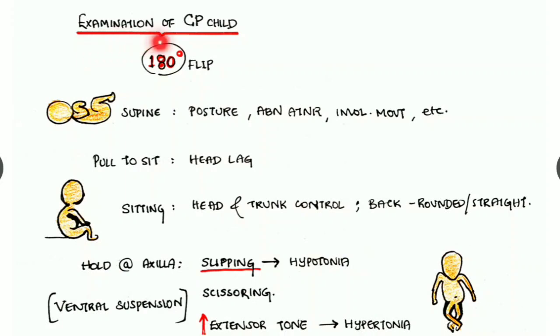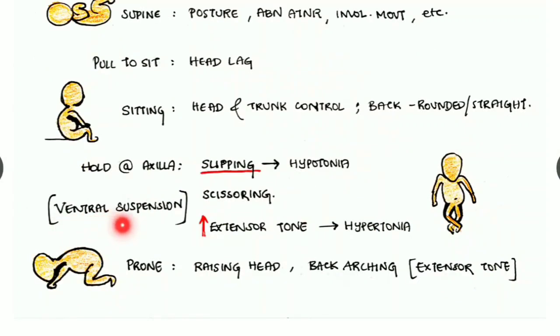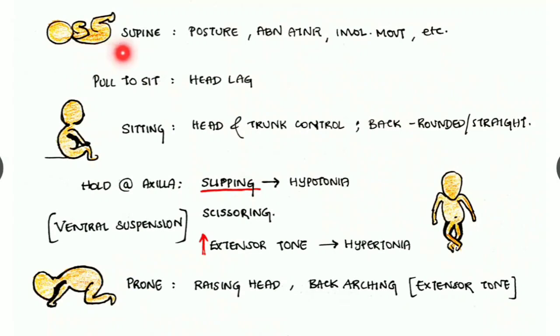We have to examine the child with a 180-degree flip. What is this 180-degree flip? The child initially is in the supine posture and we are pulling the child to sit. In the sitting posture, we are examining the child, and next we are holding the child in the axilla like this. At last, we are suspending the child ventrally and keeping the child in the prone position. And thus, this child completes a 180-degree flip from the supine to the prone position, and we are examining the child at each and every step.